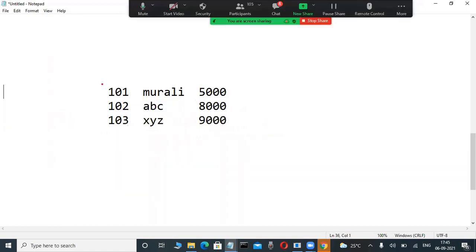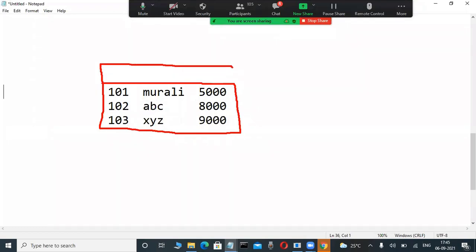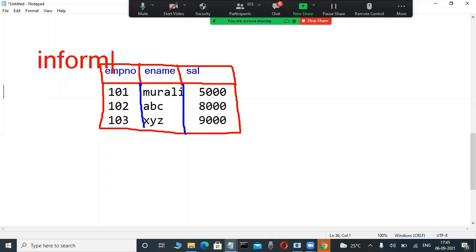Suddenly, check it out. In this project, I am writing this data, changing it like this. This document I'm changing like this. Here this is an employee number, this is an employee name, this is a salary. Now, is this data or information? Very good, 100%, this is information.